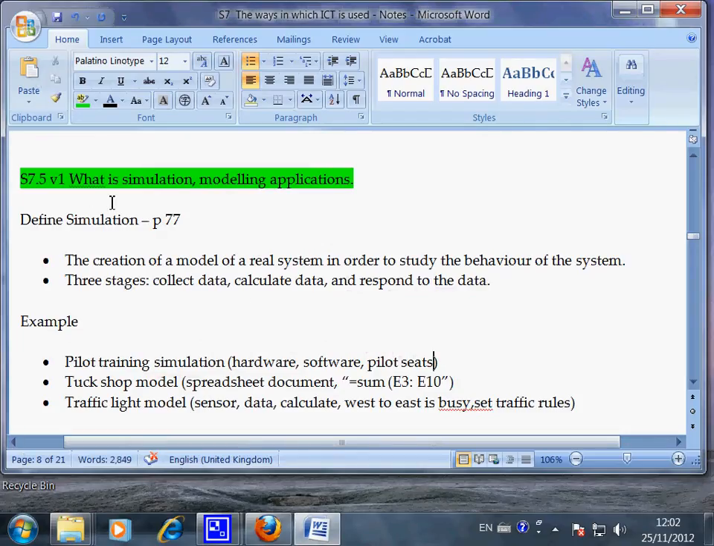This video clip explains what simulation is. Now, in our syllabus, simulation is part of the modeling applications.